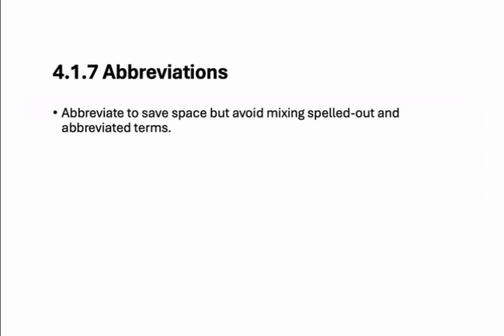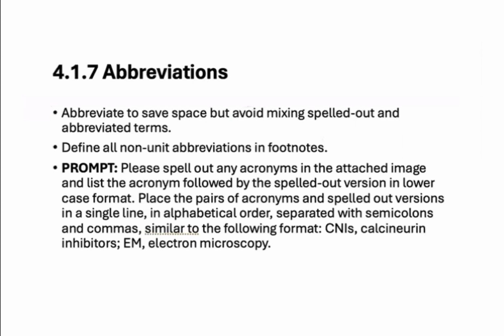Abbreviations: abbreviate to save space, but avoid mixing spelled out and abbreviated terms. Define all non-unit abbreviations in the footnotes. And here's a prompt that you can use, and I believe this is included in the editing prompts. You can take a screenshot of a slide, for example, and instead of typing everything in, you can say, please spell out any acronyms in the attached image. It is such a time-saving move. If you don't try anything else, do try doing that.